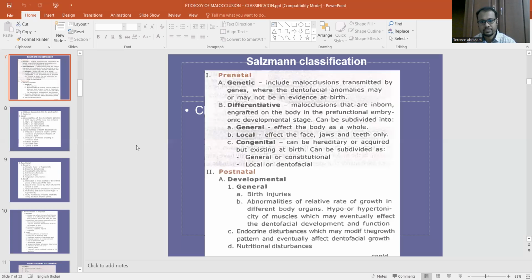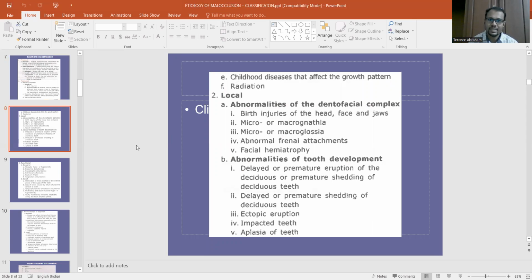That means hypertonicity of the muscles, which can affect the dentofacial development and function. This is mainly because of the abnormality you can see in the muscles. For example, torticollis, that is a hyperactivity of the sternocleidomastoid muscle, which can cause malocclusions. Then endocrine disturbances can also cause malocclusions. Nutritional deficiency can cause malocclusions. Various childhood diseases and exposure to radiation are the various factors which can cause malocclusions.